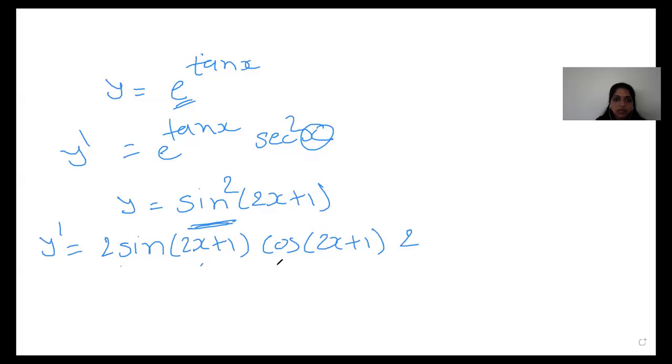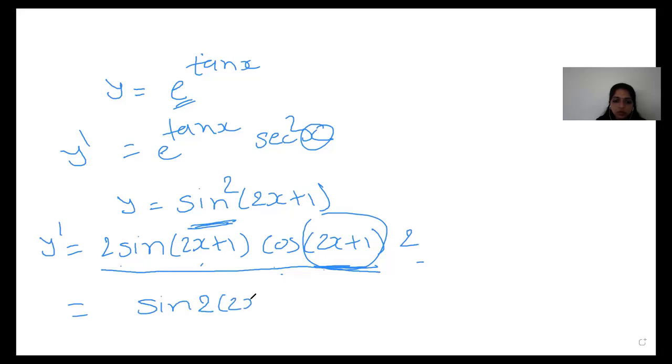The derivative of sine is cos. Angle will be the same. And the derivative of this theta is 2. So we keep this 2 sine theta cos theta as sine 2 theta, right? So sine 2 theta means 2 into 2x plus 1. This 2 will keep in the forward. So 2 sine 4x plus 2 will be our final answer. Thank you.